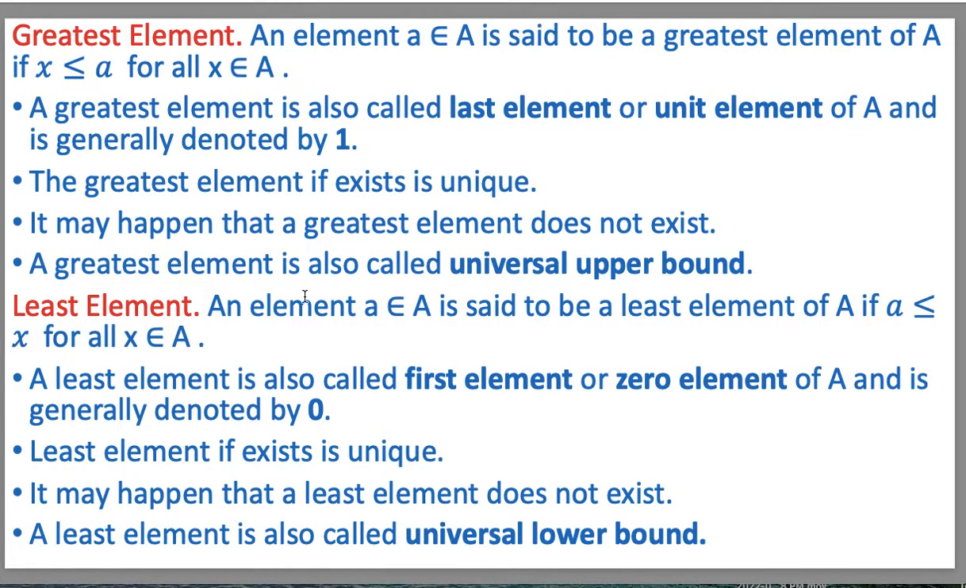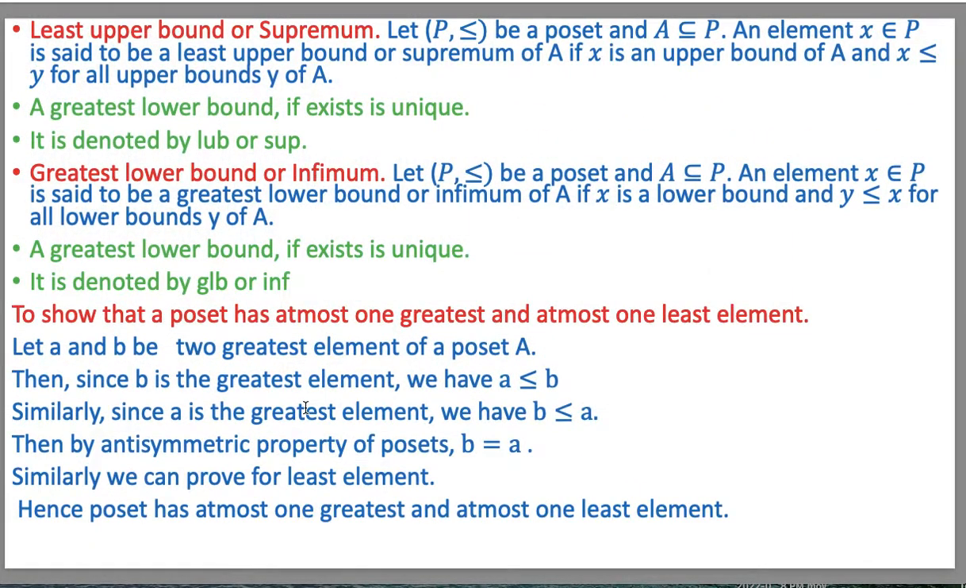And the least element: an element A belonging to A is said to be the least element of A if A is less than or equal to x for all x belonging to A. A least element is also called first element or zero element of A and is generally denoted by 0. The least element if it exists is unique. But it may happen that the least element does not exist. It is not necessary that the least element exists. And the least element is also called universal lower bound. Now the least upper bound or supremum.